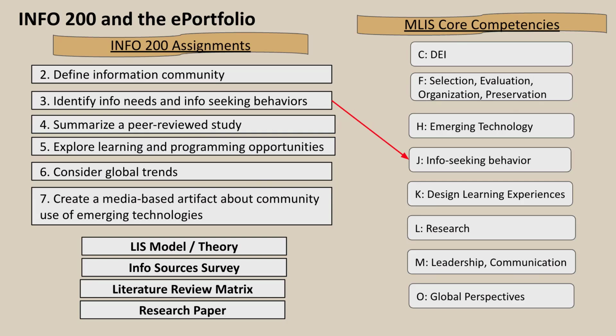The other assignment that supports Comp J really well is the LIS Model Theory assignment. So as you're learning about information behaviors and theories and finding out how your community seeks information to meet their needs, you are creating evidence of your competency in this area.